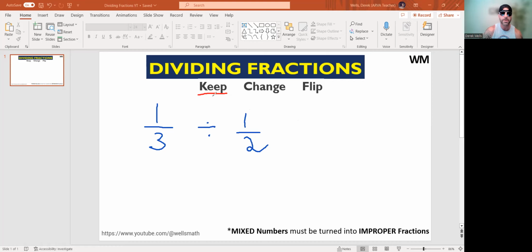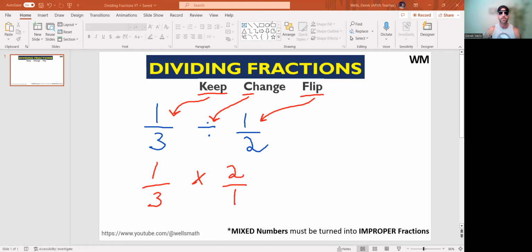First of all, we're going to keep your first fraction the same. So I'm going to rewrite my problem down here, 1/3. Next step is to change. We're going to change our division sign into multiplication. And then flip, we are going to flip the second fraction, also known as the reciprocal, if you want to sound really fancy. So we're going to flip-flop. We're going to put the 2 on top and the 1 on bottom.